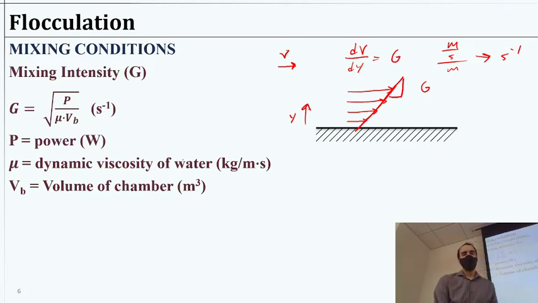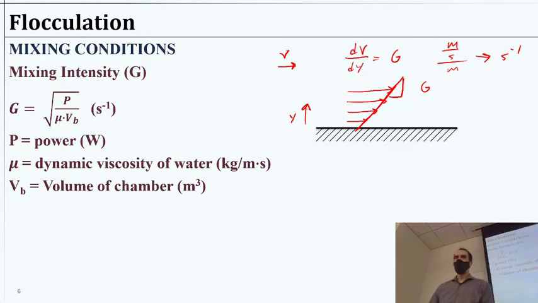That is this equation here. G is equal to the square root of the power that we put into the mixing. So we're adding some power in watts to a stir bar or a stirrer of some sort, divided by the dynamic viscosity of water times the volume of the basin that we're stirring in.